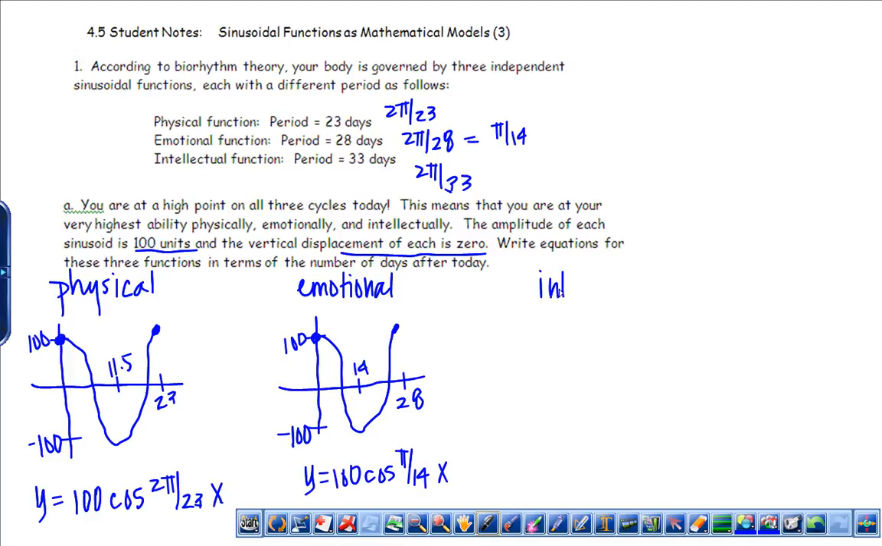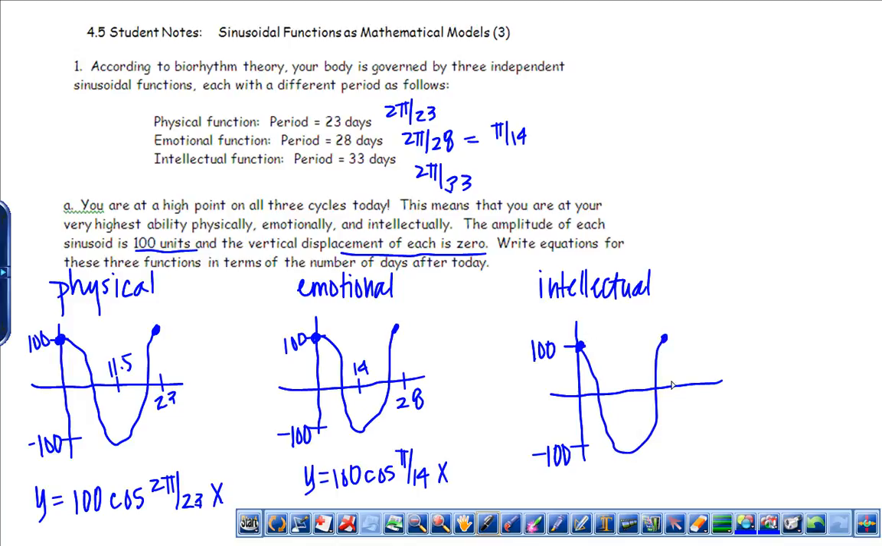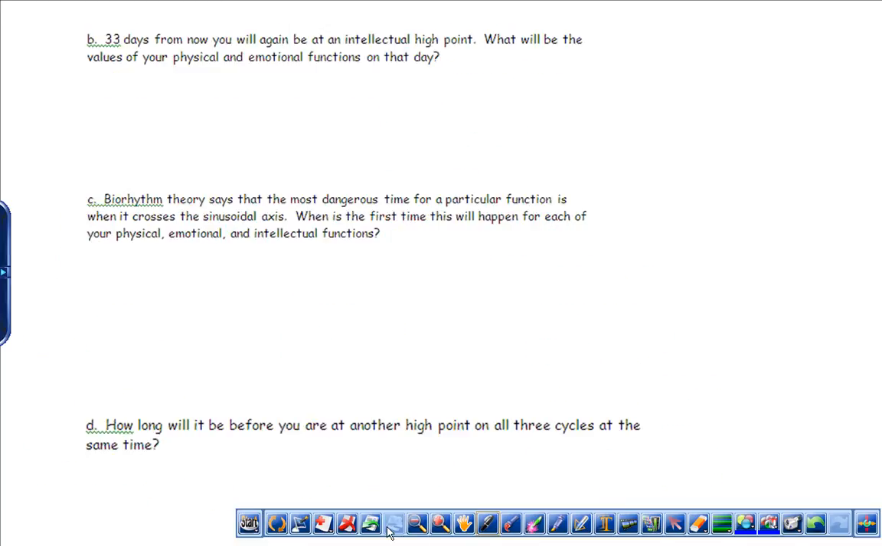My last one is going to be intellectual. Still having a displacement at 0, going up to 100, down to negative 100. I'm going to start at 0, 100, and my period is 33 days. Then that middle point looks like it's going to be at 16.5. And again, if you wanted to add more points, you're more than welcome to. This equation is going to be y equals 100 cosine, and that b value is 2 pi over 33. And there's my x.